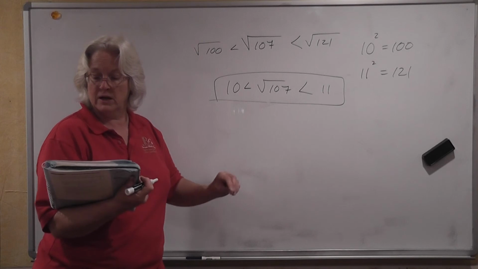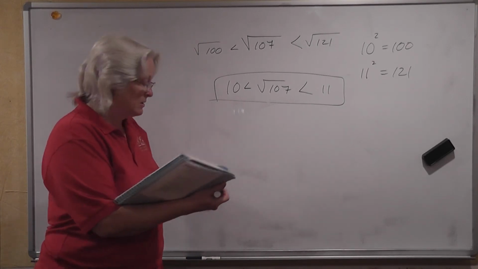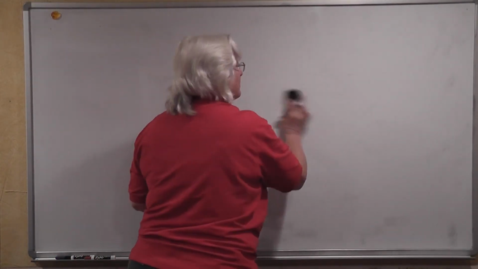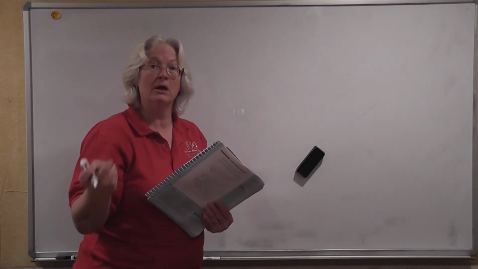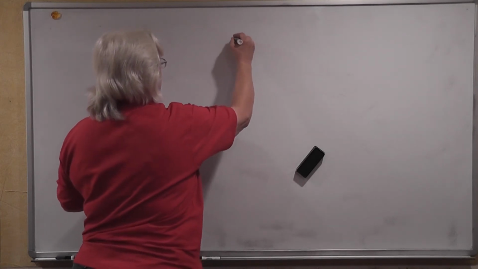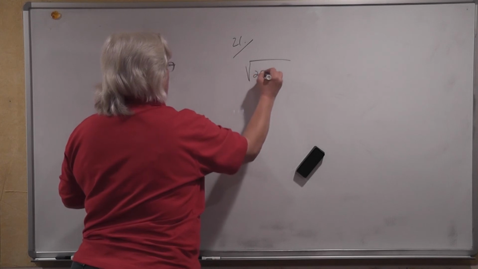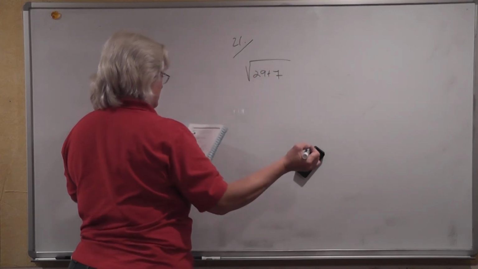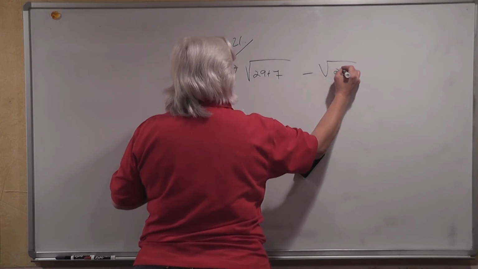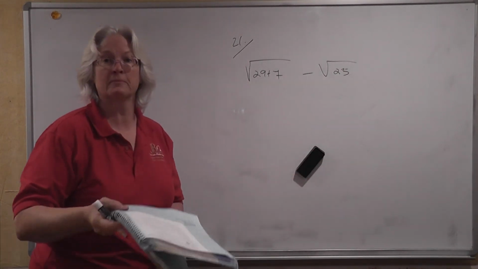Now, this says evaluate each expression. Let me go ahead and show you number 21. This is where we're making sure that we use the radical symbol as a grouping symbol. This is number 21. And we have square root of 29 plus 7 minus the square root of 25. I tried to write 24 and that doesn't work.